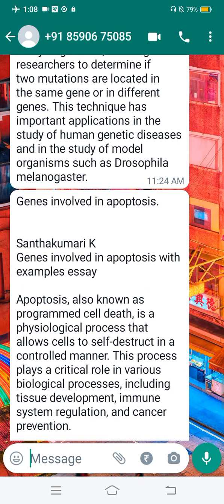Now we are going to learn about the next topic, that is genes involved in apoptosis.